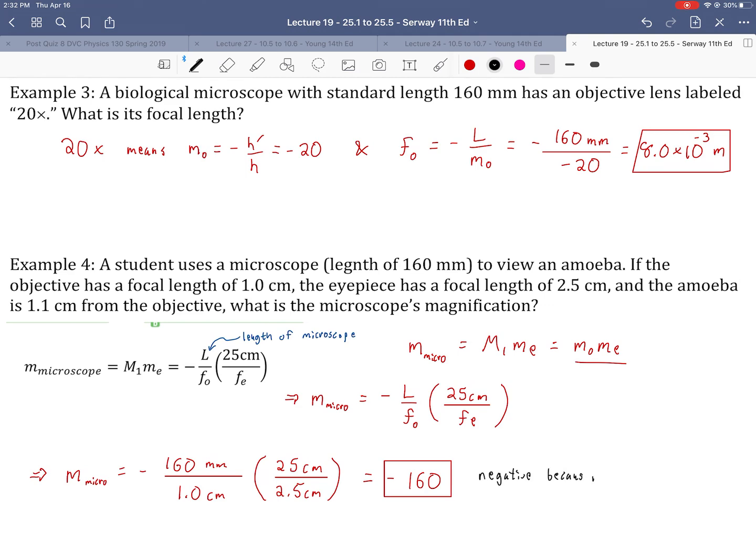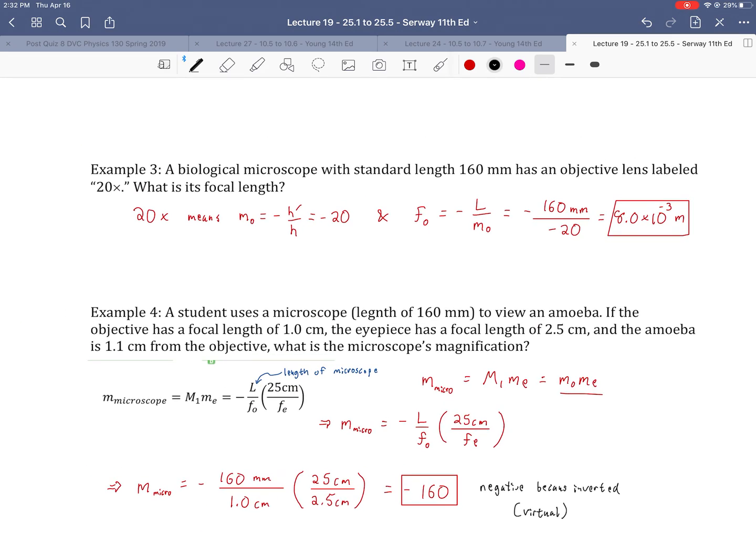because inverted. Okay, but that might make you think it's a real image, but we know it's not a real image. It's actually a virtual image, because it's a virtual image of a real image, which is a way you can get an inverted virtual image, but you can't do it in one step. So in this case, it's a virtual image. All right, so that's our second example.